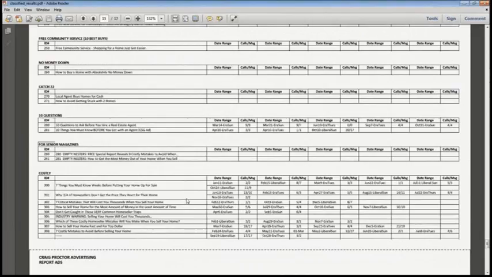Okay, now let's have a look at the editorial ads for an entire year. You blow this up so you can see it. Hey, Craig. Yeah, go ahead.